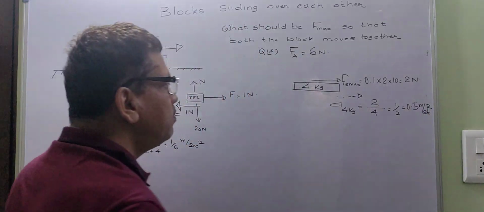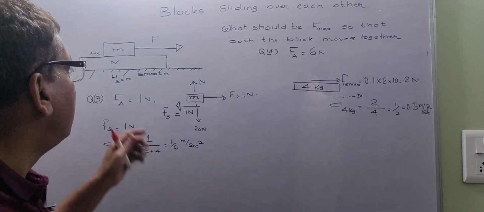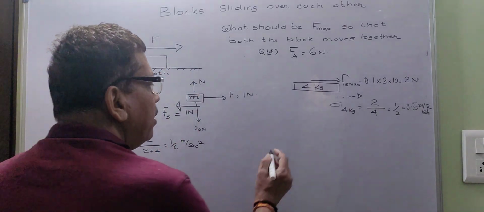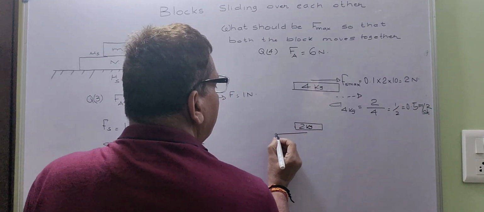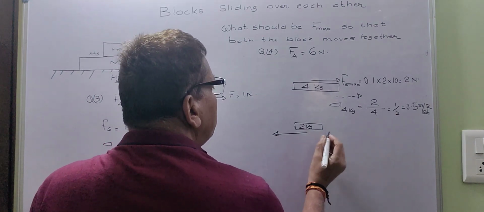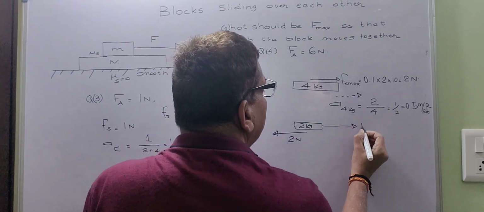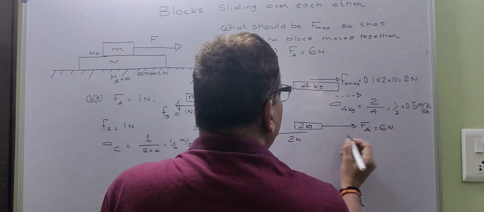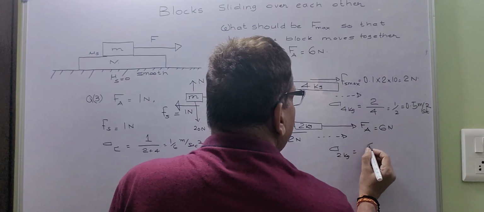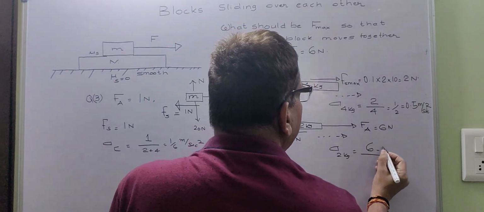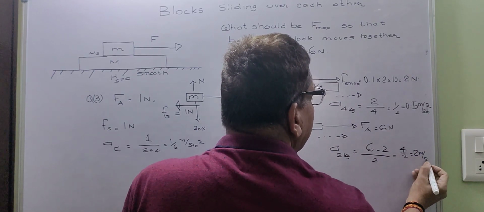Is it? The maximum acceleration of the lower block is fixed, that is only 0.5 meter per second square. But the upper block will be accelerating more. So I can say this is 2 kg now, and the static friction acts in the direction opposite to the relative motion. So I can say this is 2 Newton. The force applied F is 6 Newton. So now the acceleration of the 2 kg will be, net force 6 minus 2 divided by 2, so 4 by 2, that is 2 meter per second square.